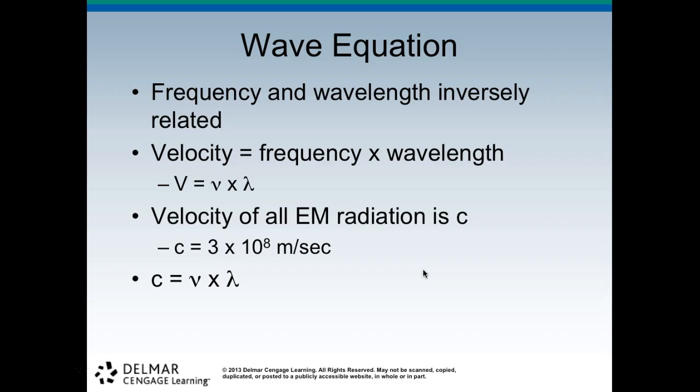So the wave equation. Frequency and wavelength are inversely related. The velocity equals the frequency times wavelength. Velocity of all EM radiation is c. So it's constant, which is 3 times 10 to the 8th power meters per second. So that is your equation there.